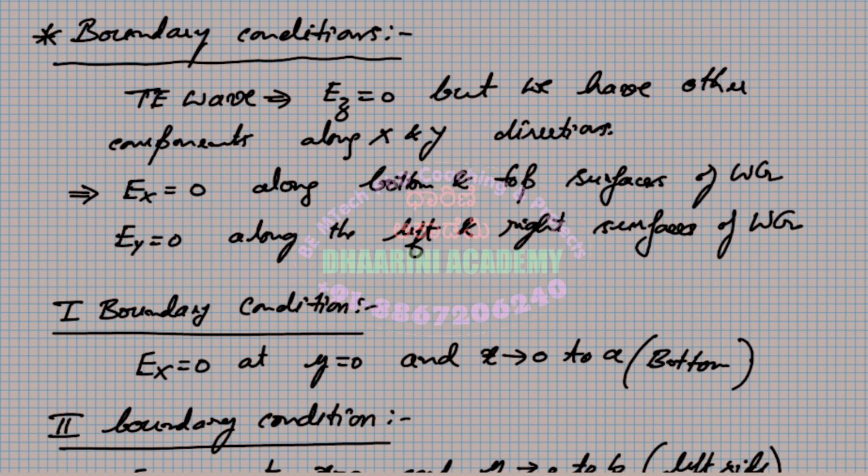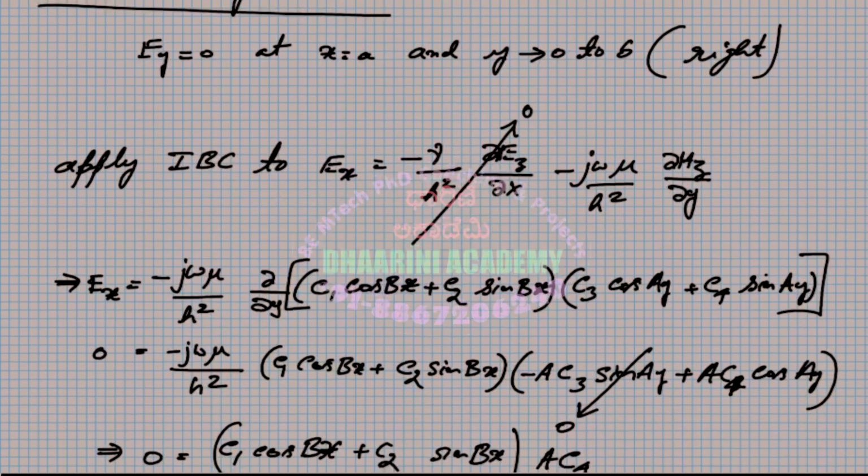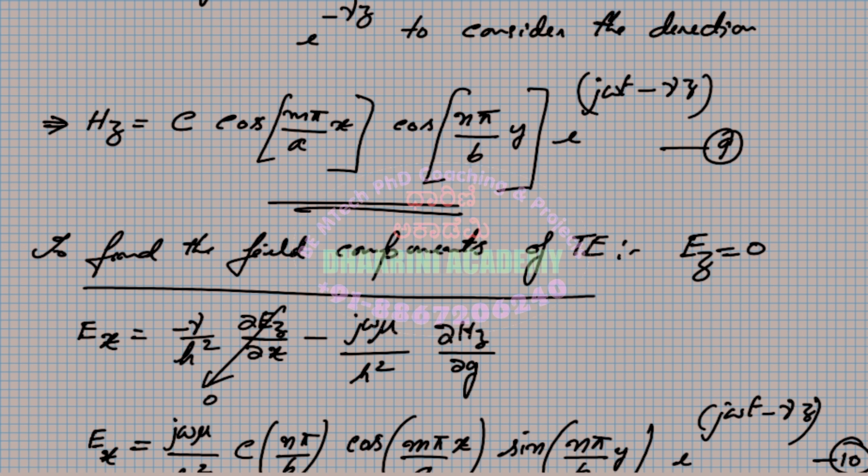In the previous session, we started with the boundary conditions being applied to the rectangular waveguide and the wave propagation along the z-axis such that Ez equals 0. That's a transverse electric wave. We applied the four boundary conditions and obtained the equation of Hz, represented by equation number 9 here. That takes care of a constant and the time as well as the z-axis variation. We consider that.